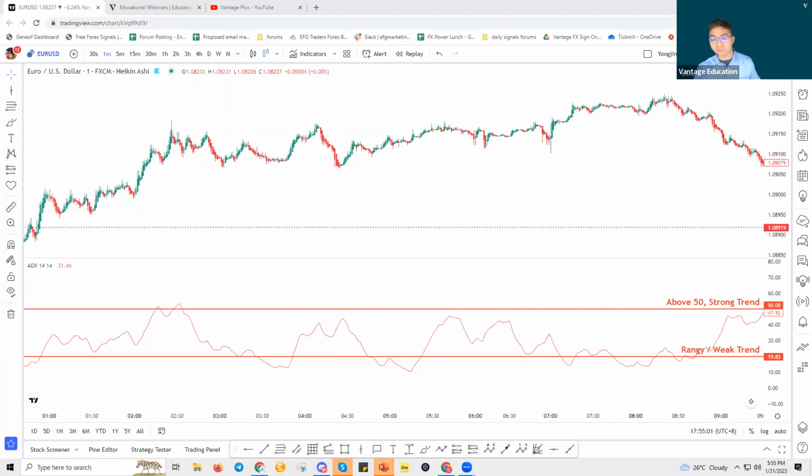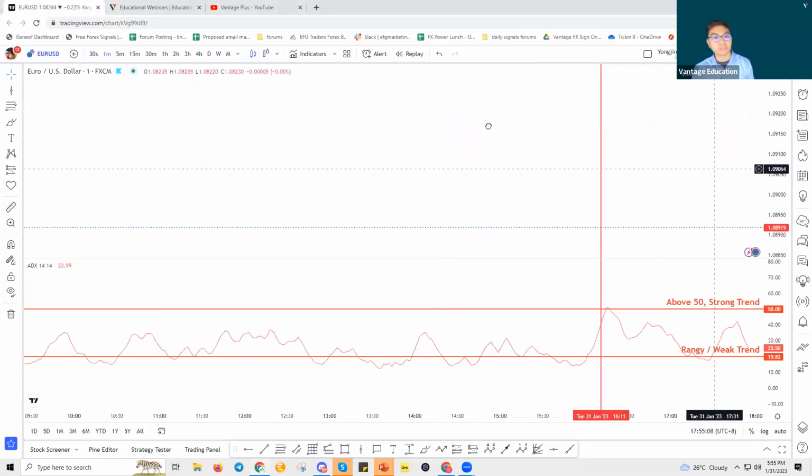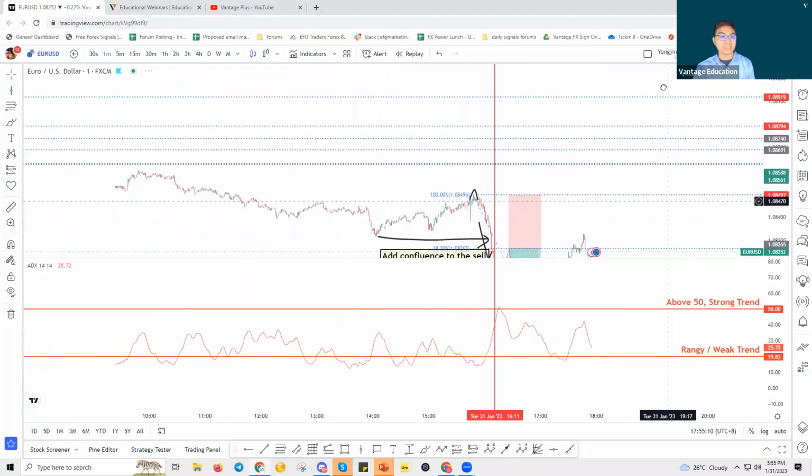Stay safe trading. If you want to trade, please make sure that it's a very, very high confluence trade before you even enter any trade. Do not force a trade if there isn't any.